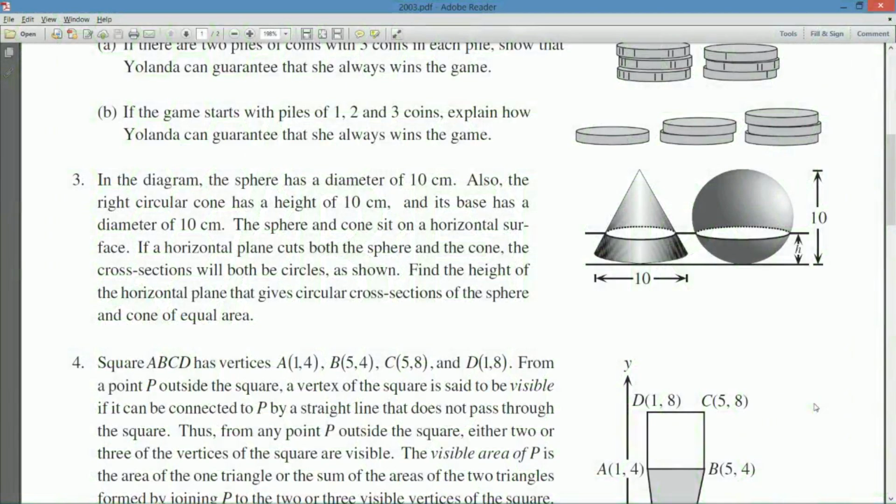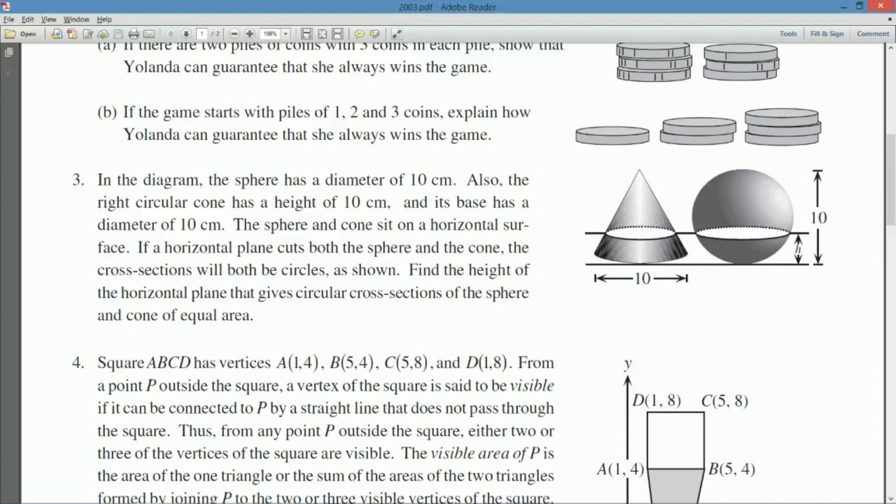We're taking a look at question number 3, and it's got no parts to it, so hopefully it'll be a nice, clean, crisp question. In the diagram, the sphere has a diameter of 10 centimeters. Also, the right circular cone, so it's a circular base, it's sort of right angle, so the point here is directly above the center, all the way through. The circular cone has a height of 10 centimeters, and its base has a diameter of 10 centimeters.